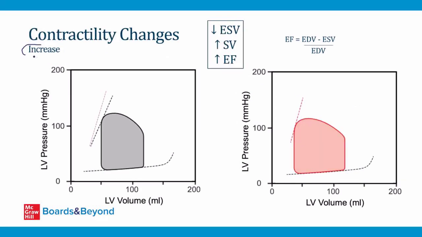When contractility increases in the left ventricle, it moves the end systolic pressure volume relationship from the dark line here to the red line here. It flips it upwards in this direction. And that changes the pressure volume loop from the gray baseline on the left to the red one on the right side of the screen. The major consequence here that you can see is that the pressure volume loop is wider, so stroke volume has gone up. And that should make sense to you.